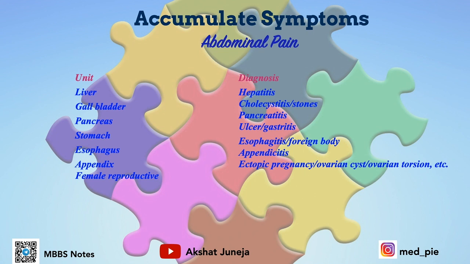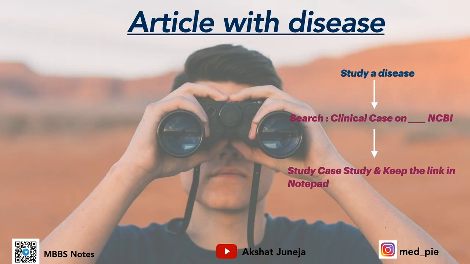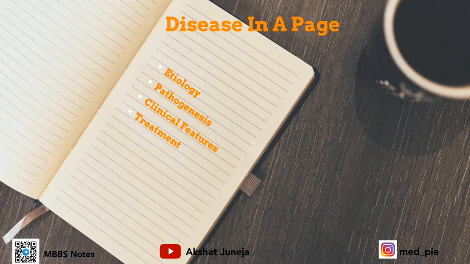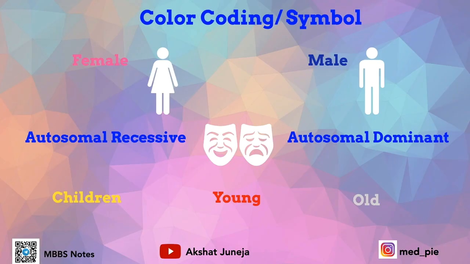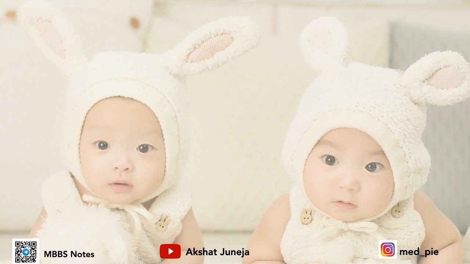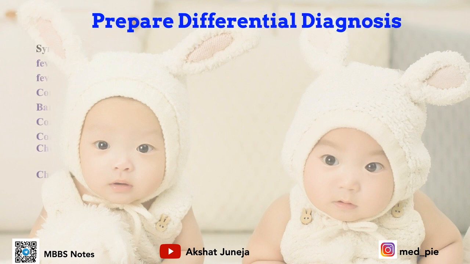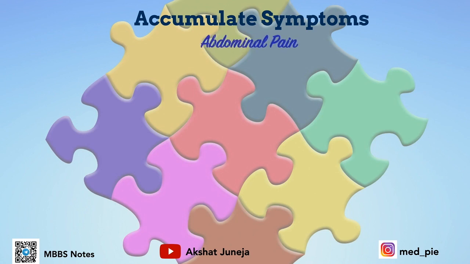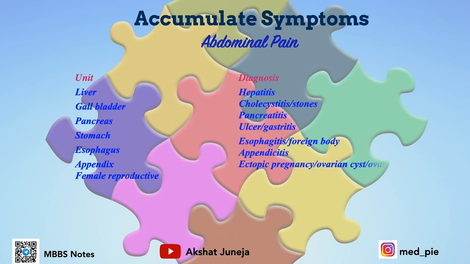So summing up, what you need to do, just search a particular disease, make its article in your notepad, then take a page, write all about that disease in short information, use color coding so that you can remember that particular traits which will help you in diagnosing. Then what are the confusions, differential diagnosis, you need to prepare them also, and ultimately you need to accumulate whatever symptom you have studied anywhere.